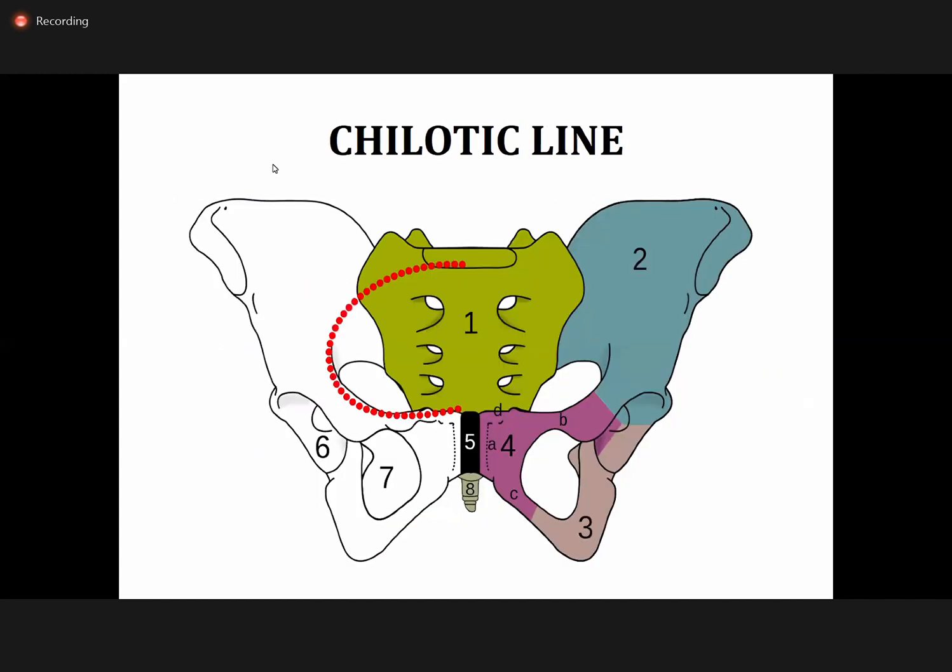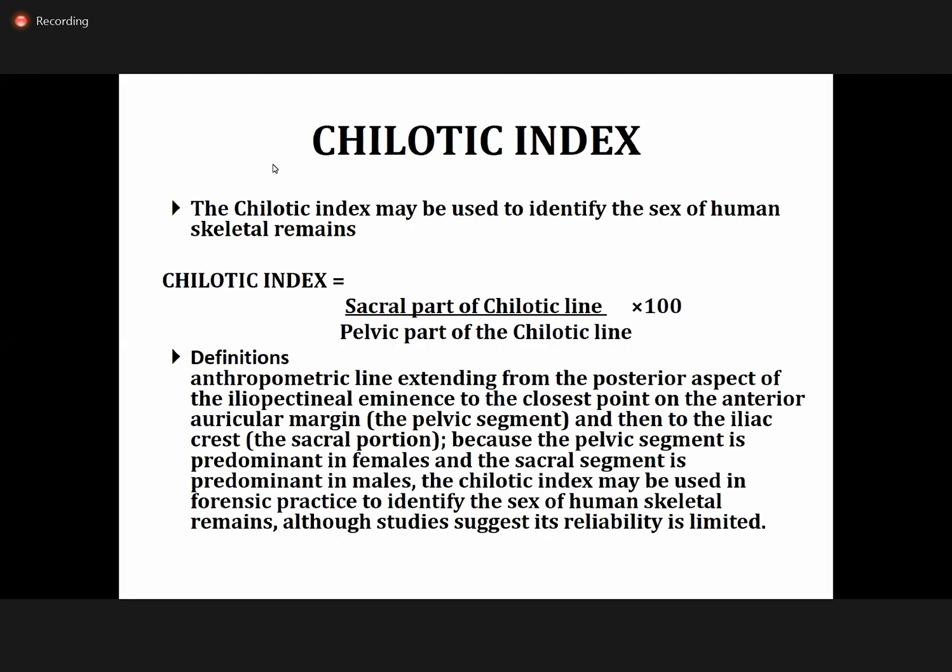Next slide for you. So you can see just above where it is 6 and 7, just running above it, you can see it and you see how it goes, turns and goes towards the iliac, and how this is the main line. Then I'll give the definition. You can really put what it is.